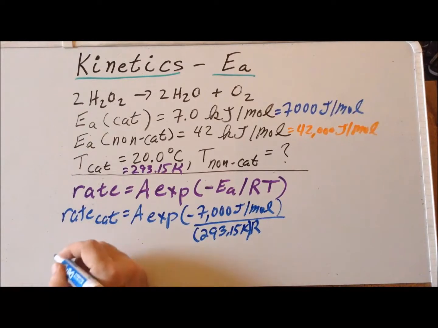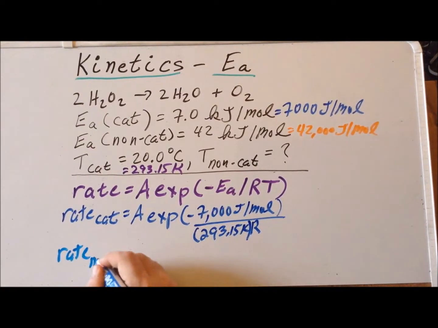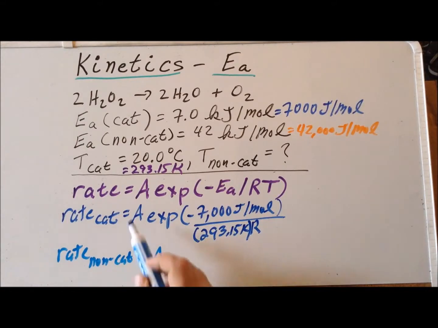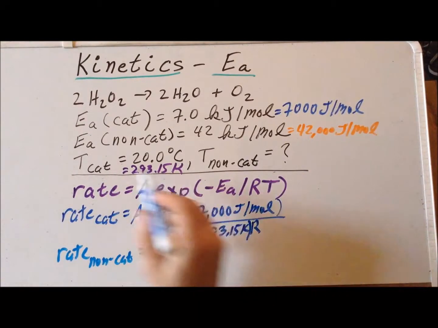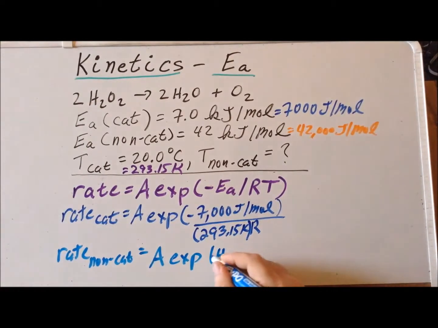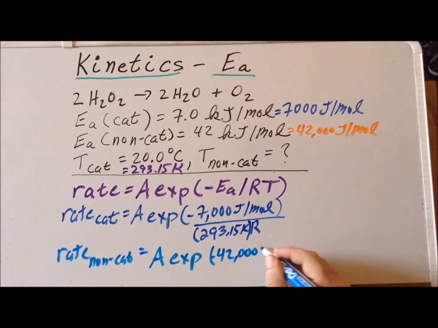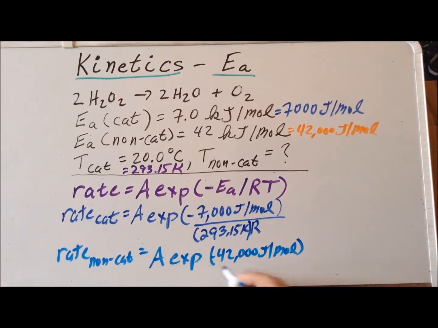The rate for the non-catalyzed process is again A. We're assuming that for the catalyzed and the non-catalyzed process the pre-exponential factor is identical. Exp. So now we have the energy of activation for the non-catalyzed process is 42,000 joules per mole. And now we divide it by the gas constant R, and then we have our unknown, which is the temperature for the non-catalyzed process, which here we're going to write simply as T to cut down on our subscripts.